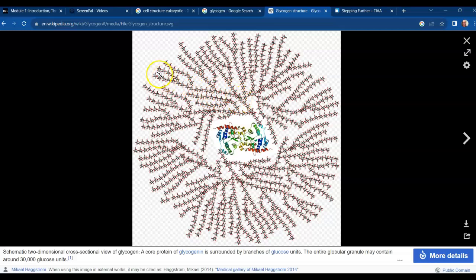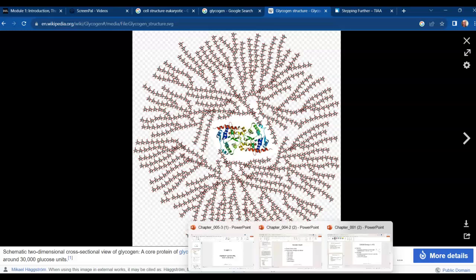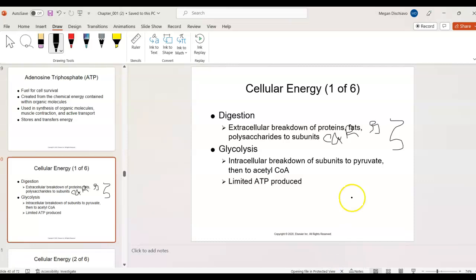When we don't eat for a long period of time, we start cleaving these off for energy. Now, we also have this stored in muscles, but muscles like to use it for themselves. They're very selfish. So the liver is the primary area that we store glycogen, and we store it for the future use of glucose. Okay?